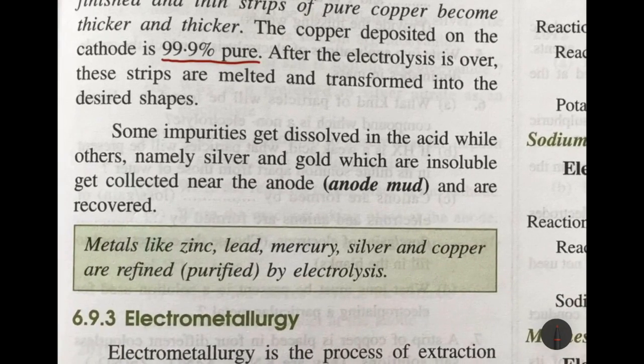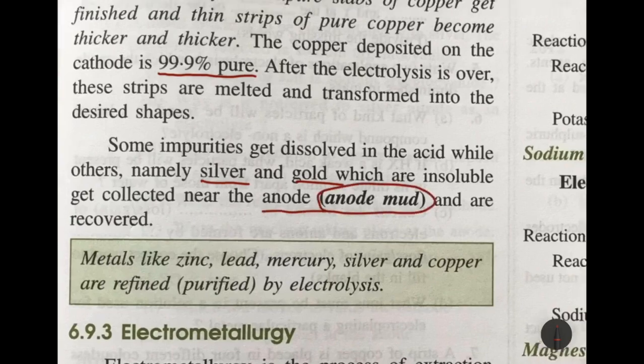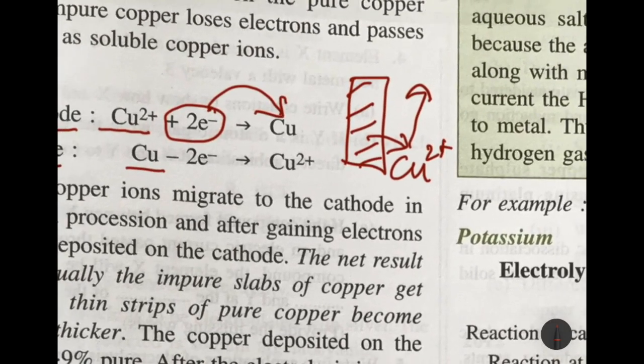Now some impurities get dissolved in the acid, while others like silver and gold, which are insoluble, get collected near the anode, and it is known as the anode mud. And then they are also recovered. Why? Because they are also metals.